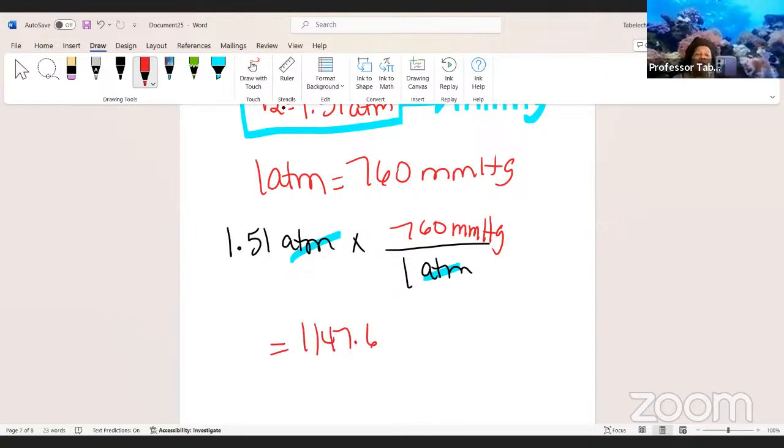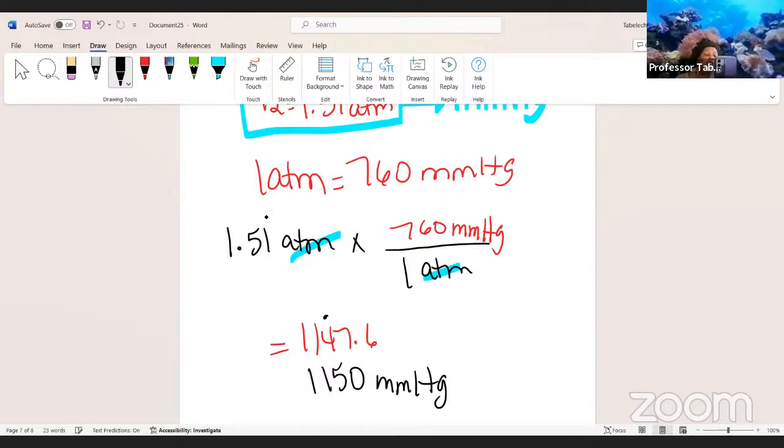1147.6. But let me tell you, you only need 3 significant digits. Okay, this is real. Meaning, if this is on your test and you put all that in, your teacher's going to mark that wrong. You need 3 of those digits. So the 7 tells that 4 to go up to a 5. So that becomes 1150 without the decimal millimeters of mercury.